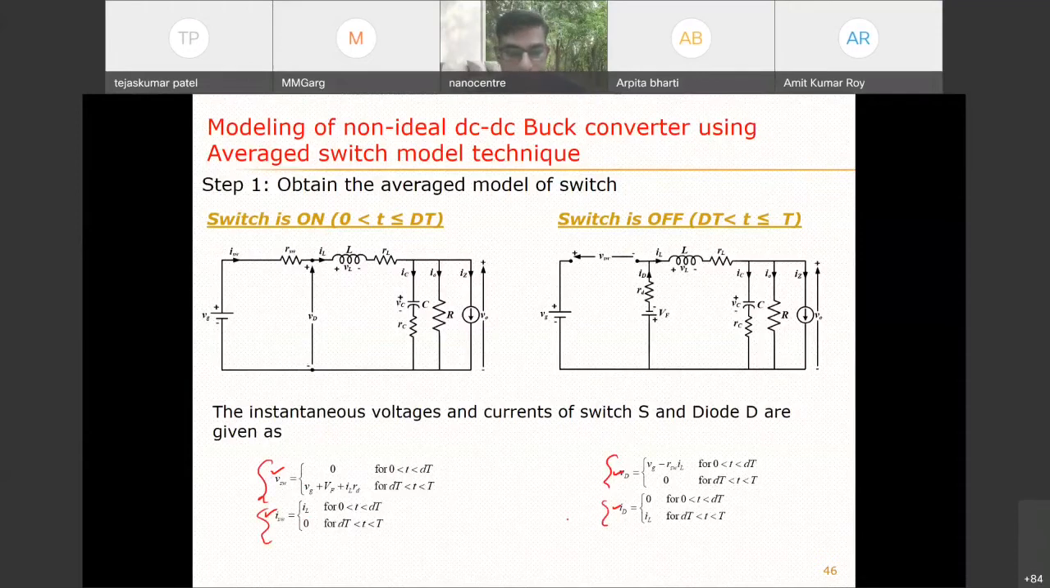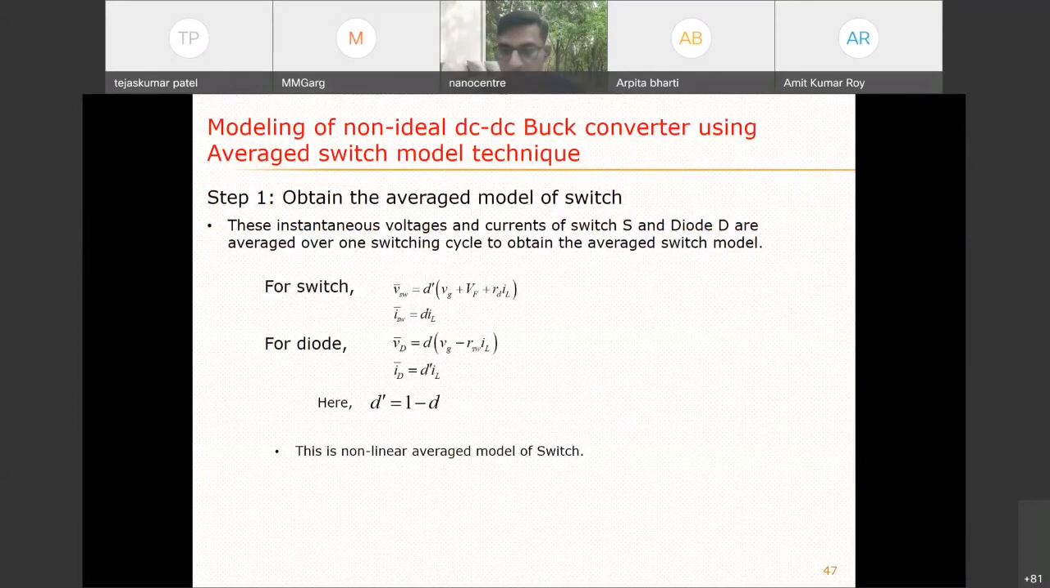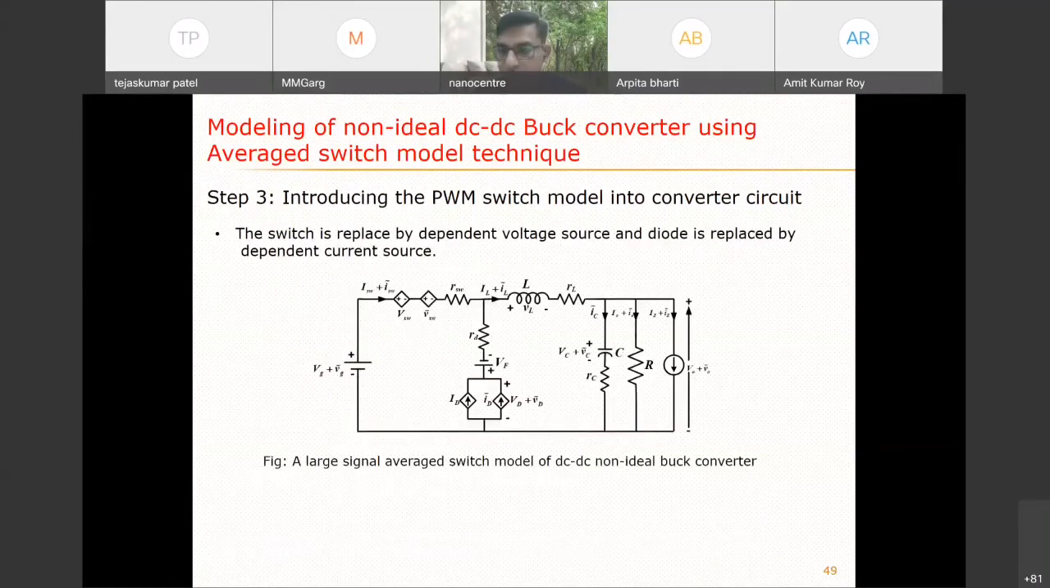Let's see how. When the switch is on, there will be certain equations for the voltage across the switch and certain equations for the current across the switch. Similarly for the diode, the voltage and current when the switch is on and when it is off. Those equations are simple to write just by observing. After that, we average these equations, meaning we take the average switch voltage, average switch current, average diode voltage, and diode current, in the same way as we did in SSA.